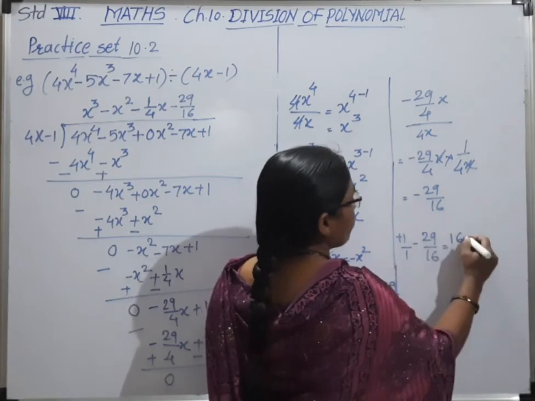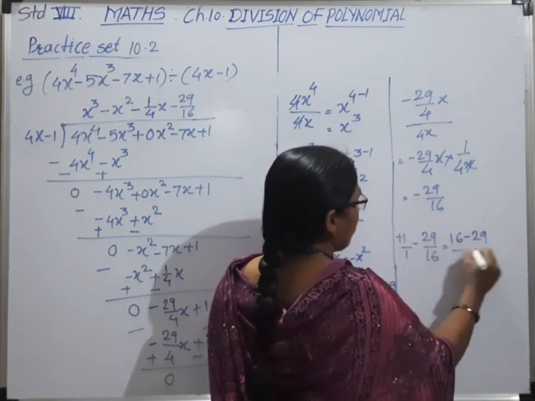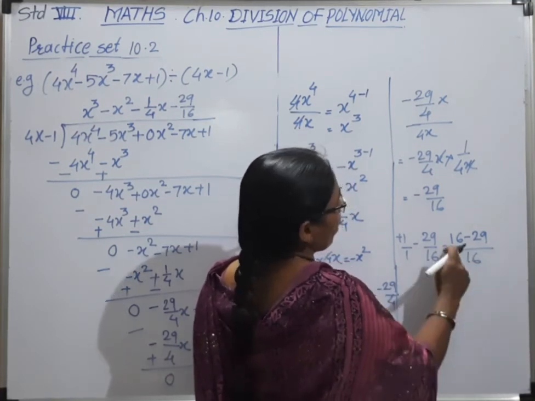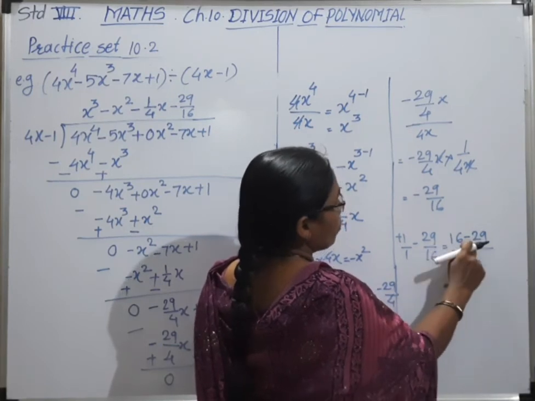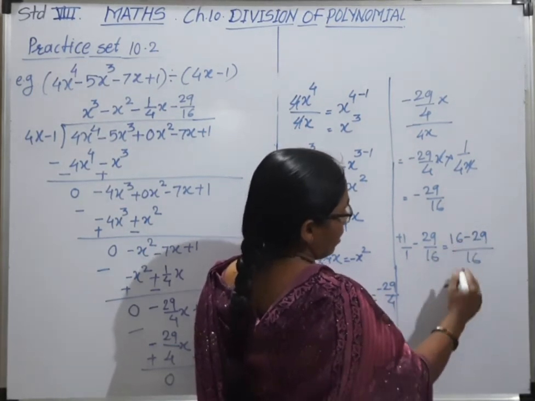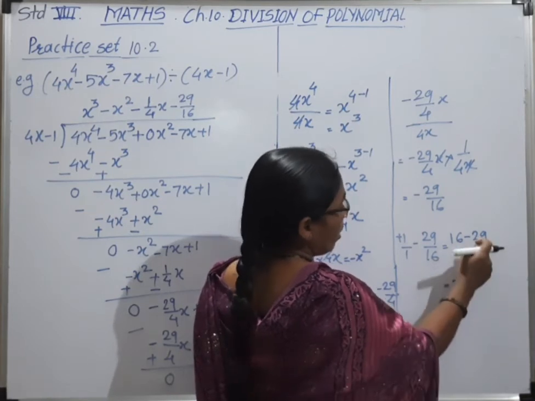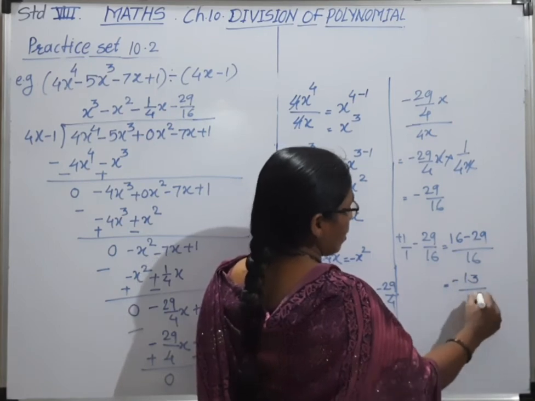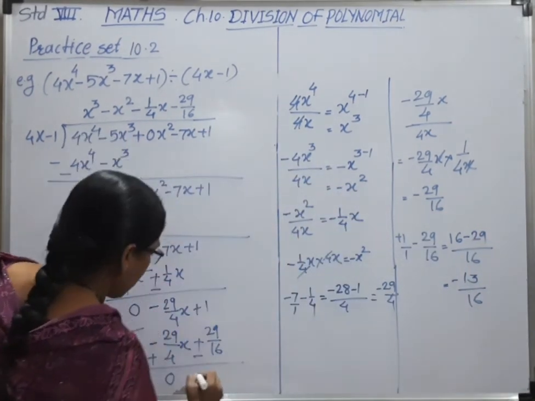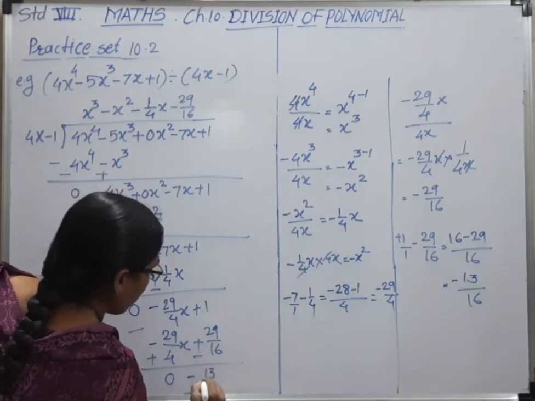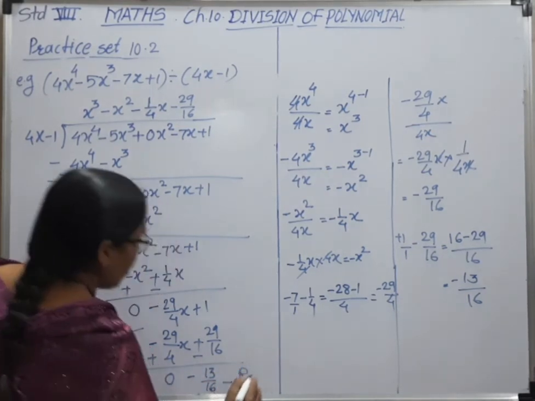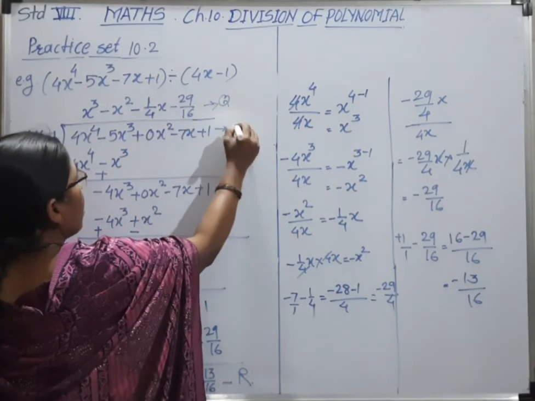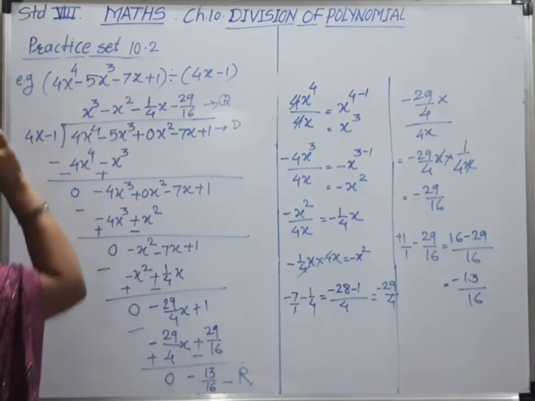And here 1 into minus 29, here minus 29 upon 16. Because 16 ones are 16, it is equal to 16 minus 29. Now this is positive, this is a negative number. The bigger number's sign is minus, because 29 is bigger. 9 minus 6 is 3, 2 minus 1 is 1, so 13, and here 16. So the answer is minus 13 upon 16, that is the remainder. And this is the quotient, this is the dividend, and this is the divisor.